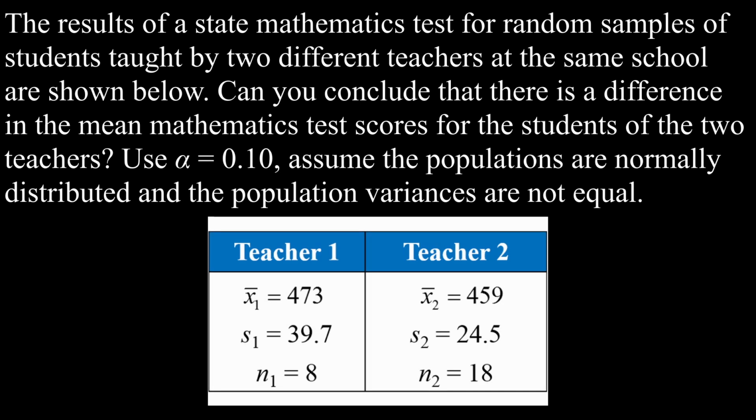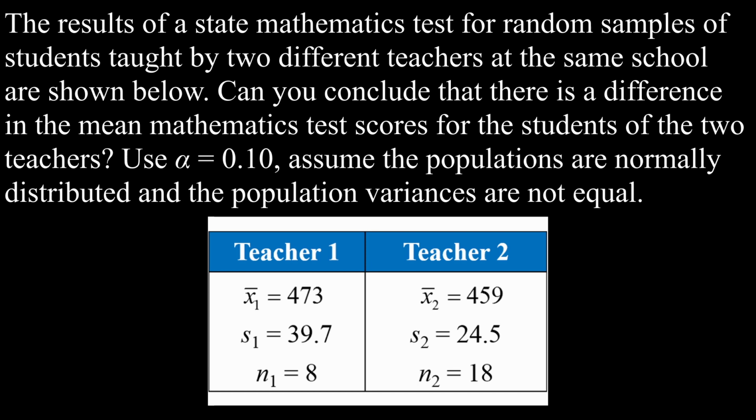For this example, we have that the results of a state math test for random samples of students taught by 2 different teachers at the same school are shown below, where we have means of 473 and 549, standard deviations of 39.7 and 24.5, and sample sizes of 8 and 18, where note that these are all sample measurements.